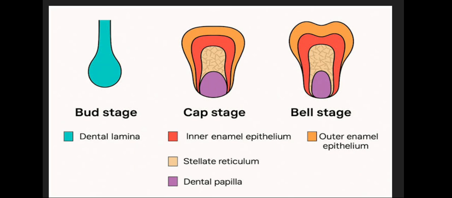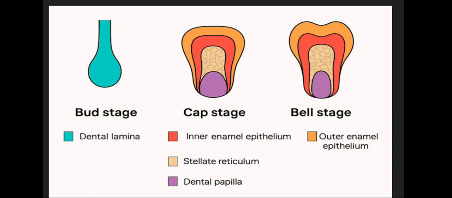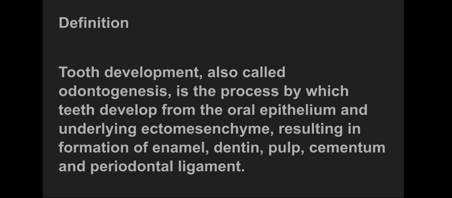Tooth development. First we'll see the definition. This is also called odontogenesis. It is the process by which teeth develop from the oral epithelium and underlying ectomesenchyme, resulting in the formation of enamel, dentin, cementum, periodontal ligament and pulp. These are the stages: bud stage, cap stage and bell stage.